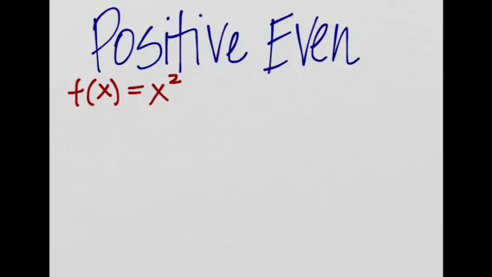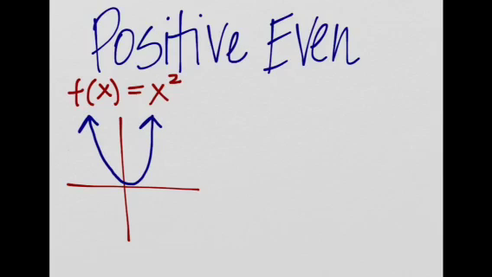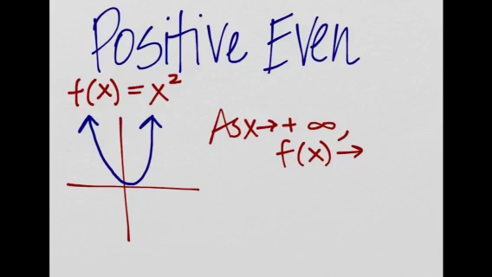2 is an even number, so it makes it an even function, and our leading coefficient is positive, so we have a positive even function. And if you recall, that graph is a parabola. So all even functions will follow the same end behavior as our parabola here. So as x approaches positive infinity, we can see that our f of x is pointing up, so f of x is also approaching positive infinity.